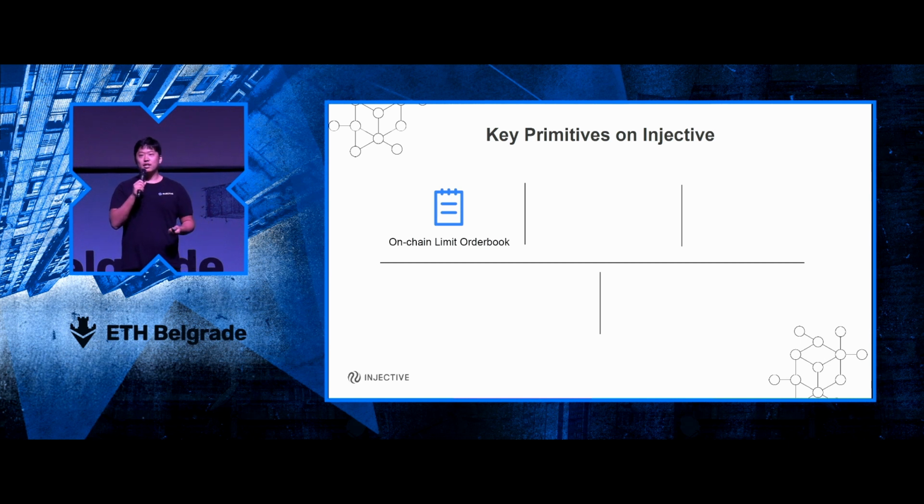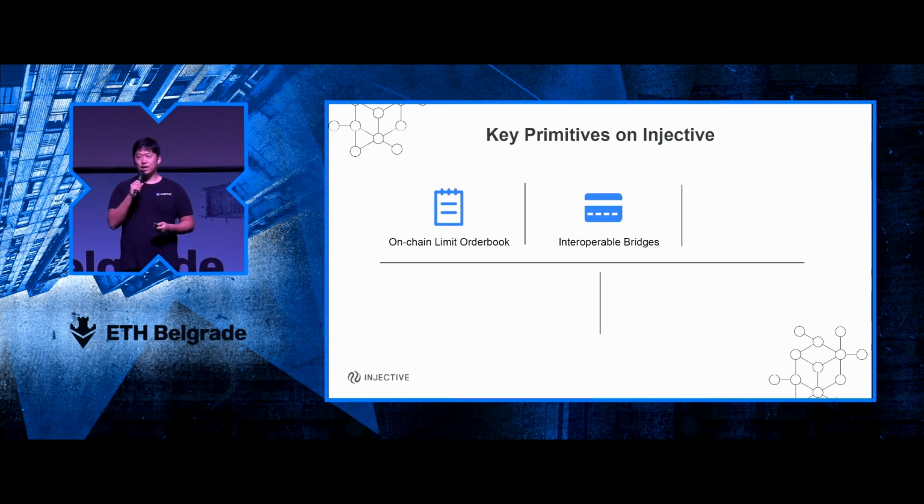The biggest one is the on-chain limit order book exchange. Injective has a fully decentralized on-chain, order book-based exchange for spot, perps, expiry futures, and also binary options. And the matching engine is on-chain, everything is on-chain. It's one of the most advanced and most highly performant DEXs in the world today.